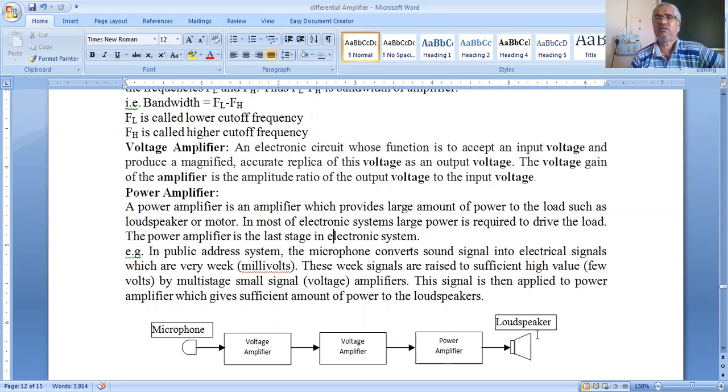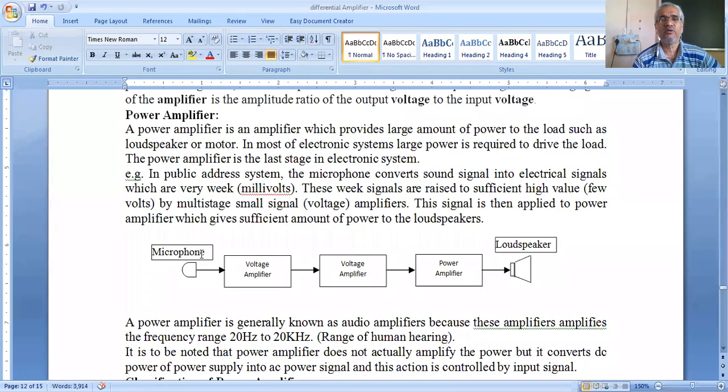So in most systems, a large amount of power is required to drive the load, and these power amplifiers are the last stage in any amplifier system. Before the power amplifier, there are a number of stages of voltage amplifier. So the last stage in any electronic system is the power amplifier. This is the example I have given of a microphone.